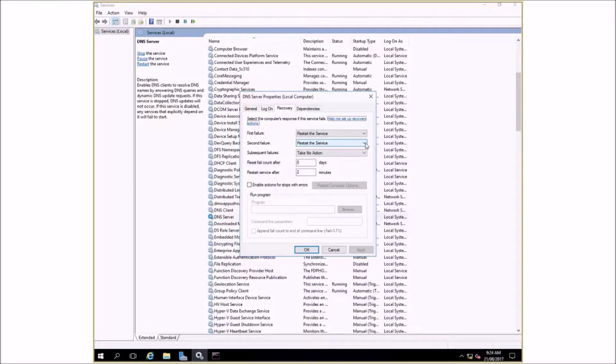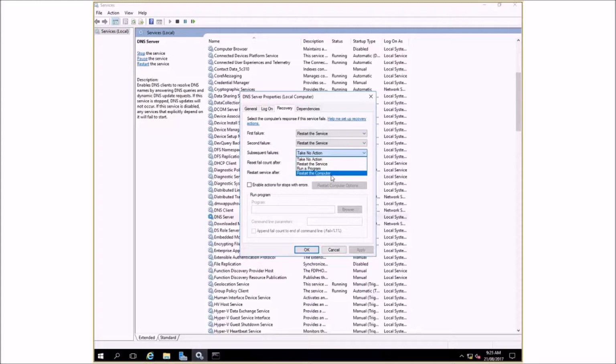So for example, instead of actually taking no action for the last one, we can tell it to keep on restarting the service. We can run a program. This program could be an email program informing the administrator that, hey, there's a problem, you need to look at it. It could be a diagnostic program. It could be any program or script you want. You could restart the computer.